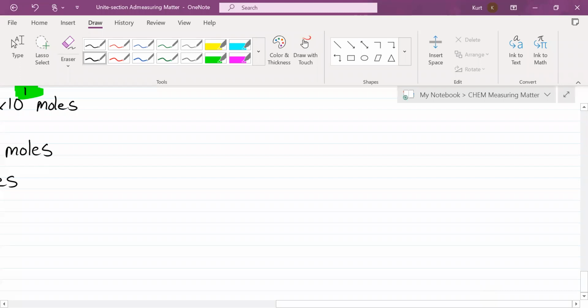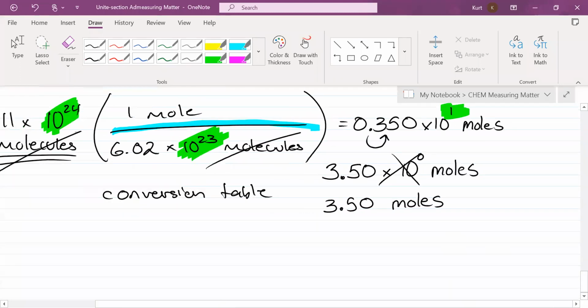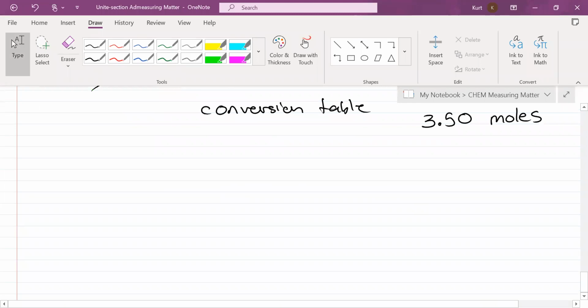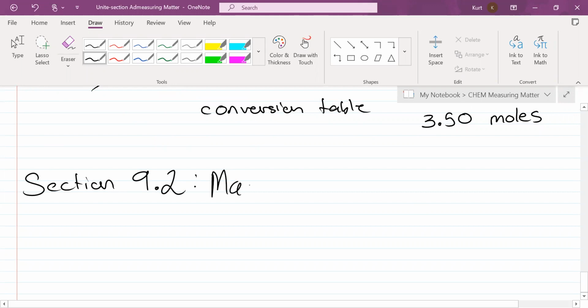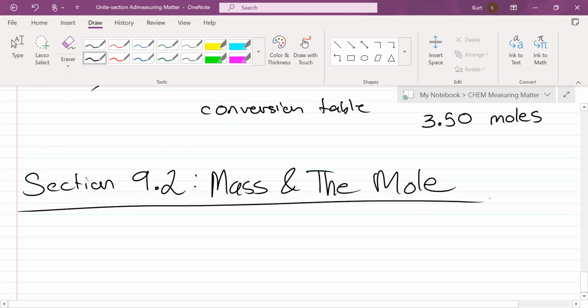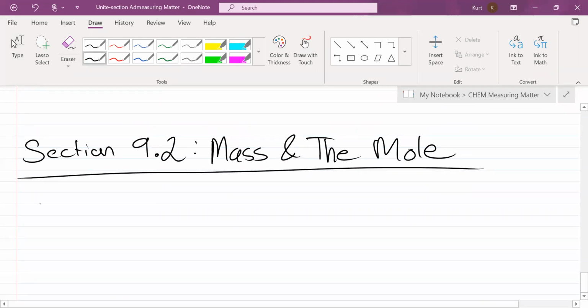And we're going to start section 2 today, okay? So section 1 was just measuring matter and learning particles to moles. Today is going to be mass and moles. Section 9.2, mass and the mole. So a quick recap.